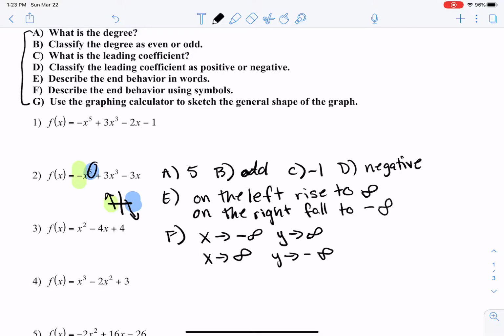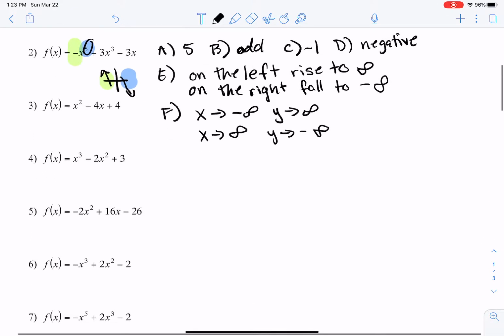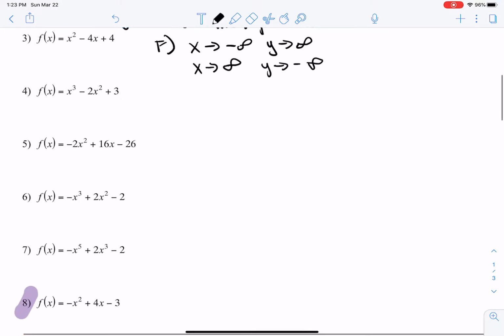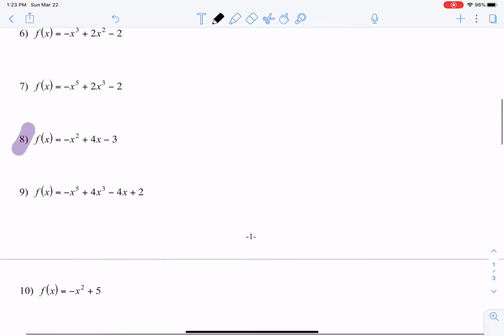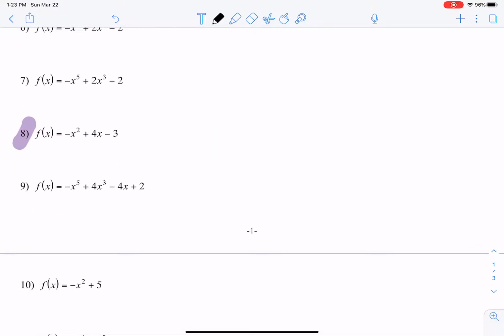Okay, I'm going to do one more example with you, and then let me know if you need more in office hours. Let's look at number 8 here. So number 8, we now have an even degree. So A asks for our degree. Our degree is 2. B asks even or odd. This is going to be even. C asks for our leading coefficient. Well, again in this case, that's going to be a -1 value. So D is going to be negative.